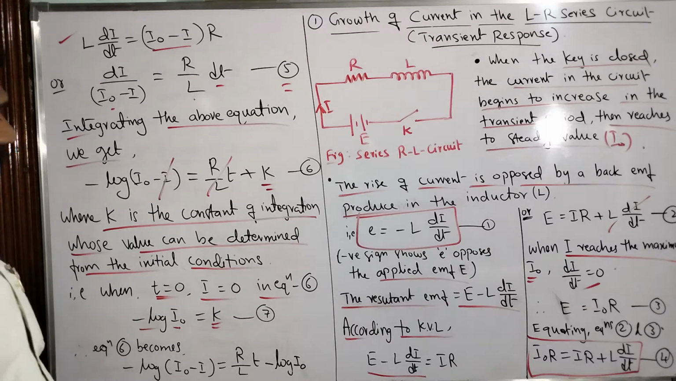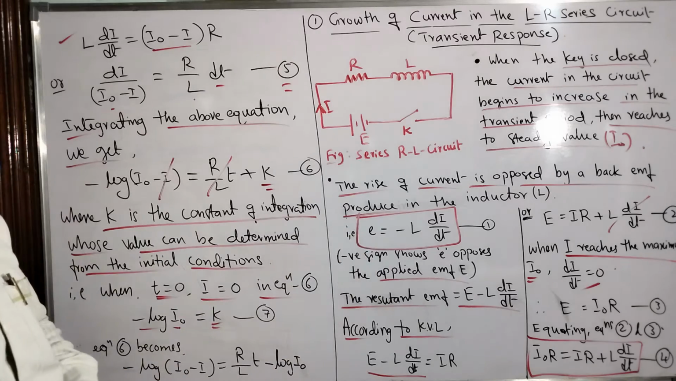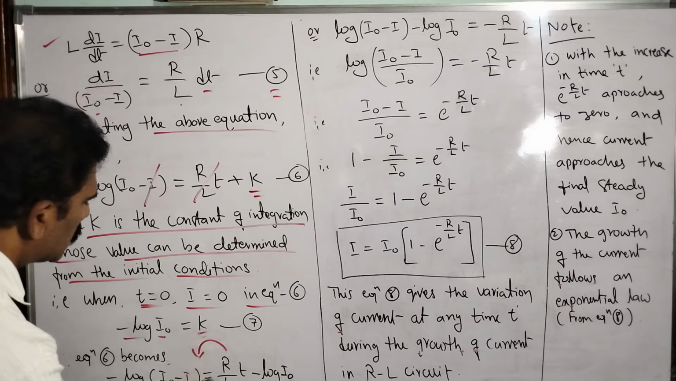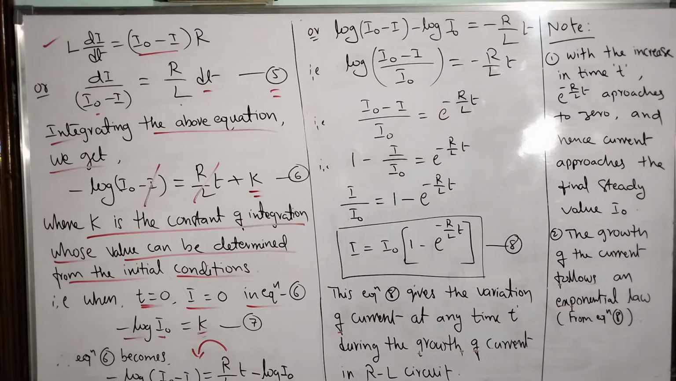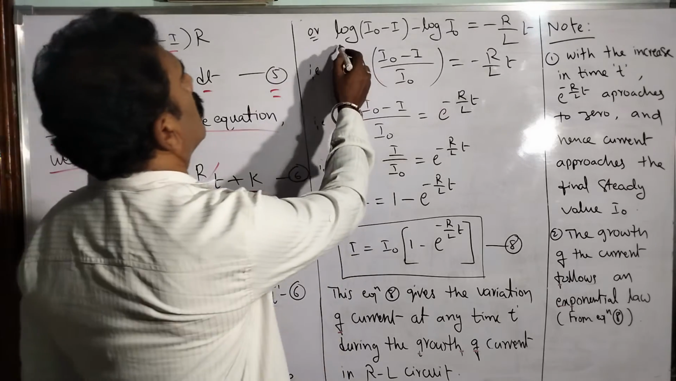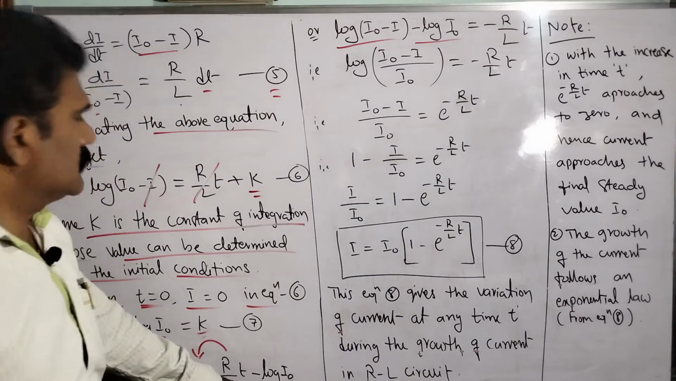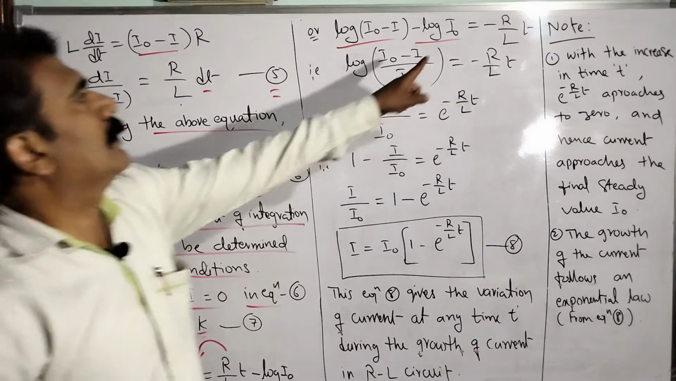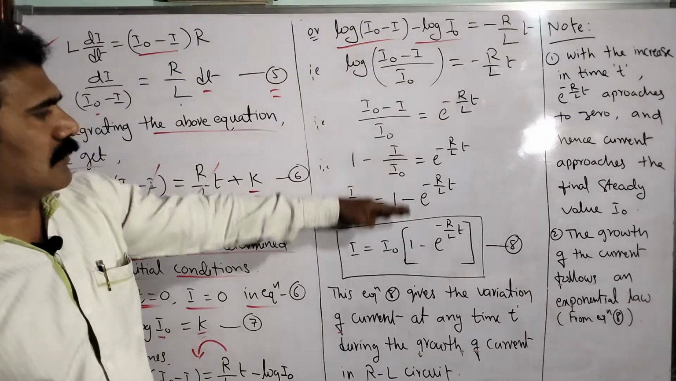Clear? Now, having done all these equations, I will continue this part on the right hand side. You can now look at the equation. Here I am just interchanging the terms, so R by L into t on the left hand side and minus log I naught minus I on the right hand side. So you will get the equation log I naught minus I minus log I naught, as it is, is equal to, R by L into t becomes negative, so minus R by L into t. Let us go on to simplify this equation.